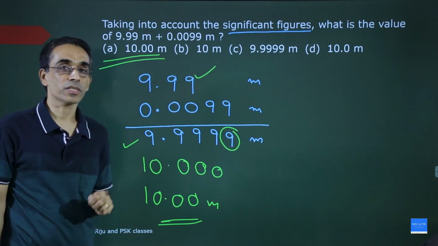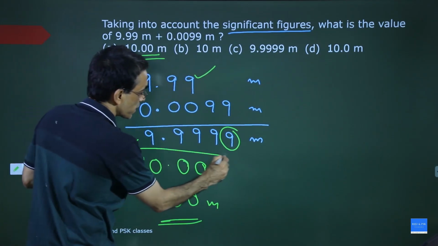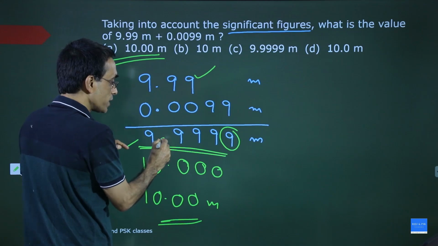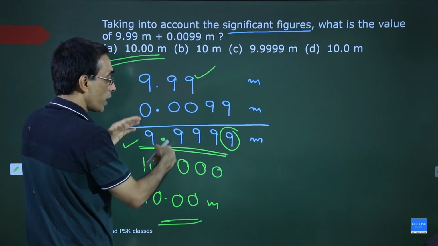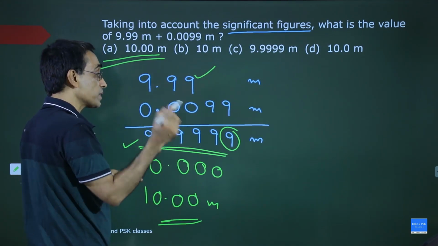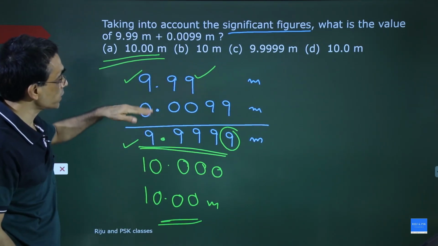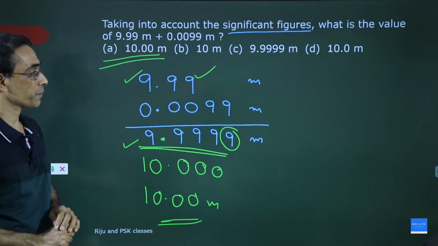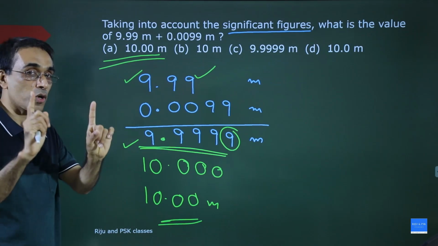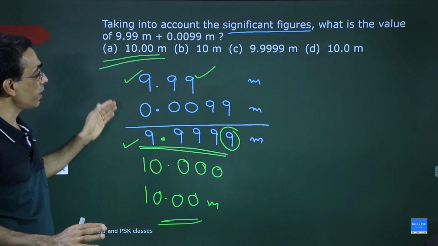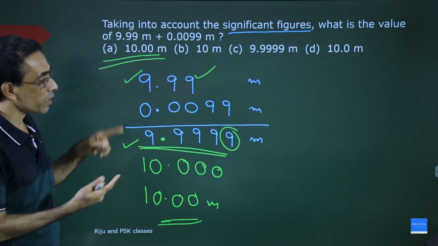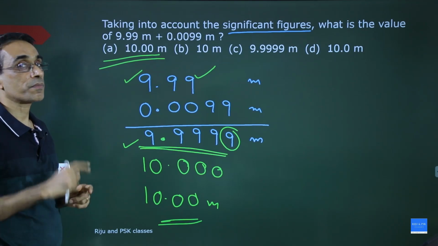Are you getting the logic? If you select this answer, then you are saying that your answer is more precise than one of your measurements. That is not possible. You can't get an answer which is more precise than your measurement. Your answer cannot be more precise than the measurement with the lowest precision. That's the point.